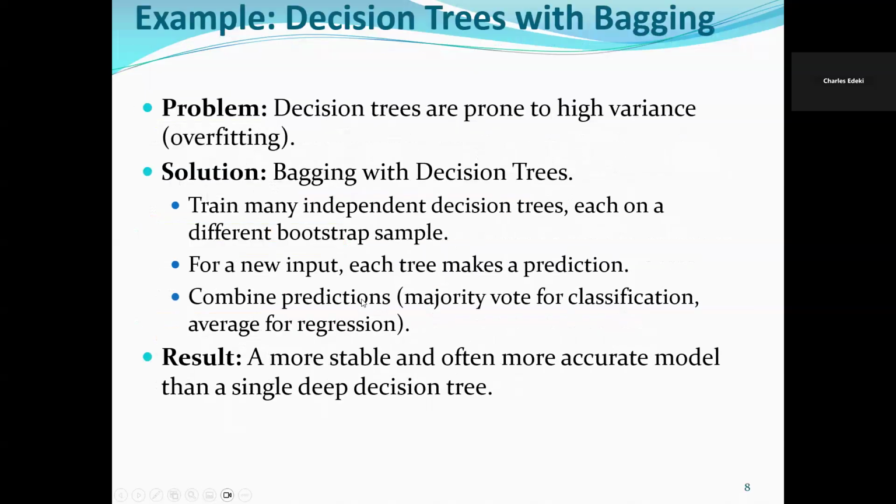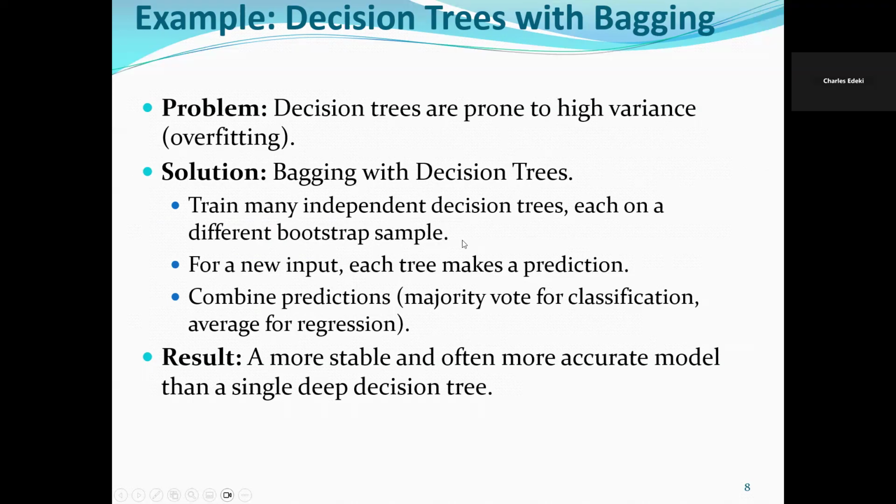So here we have an example, and here we are using a decision tree again. The problem is that decision trees, we already know, are very prone to overfitting. So when it comes to high variance, decision tree is always mentioned. High variance means overfitting. So we decided on a solution: let's do bagging with decision trees.